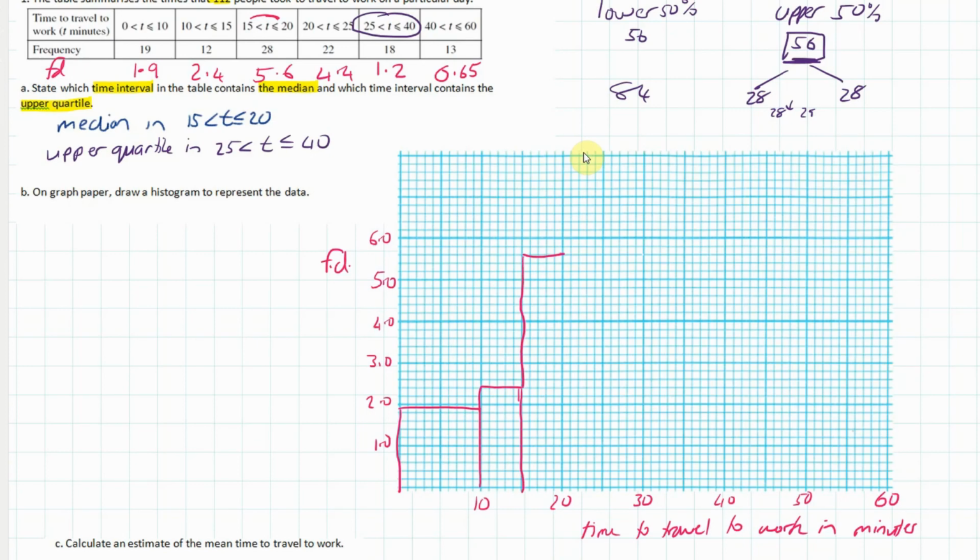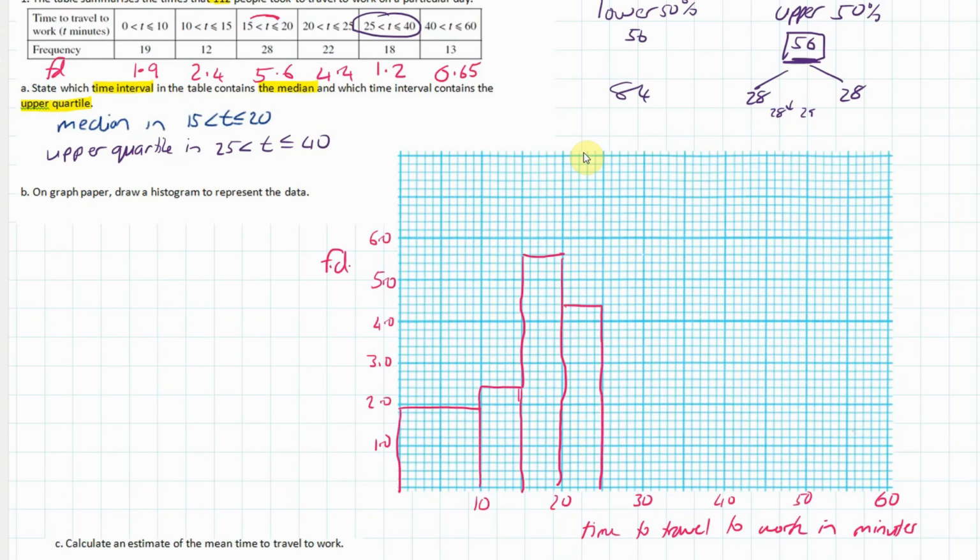And whoops. And straight down. Drawing on this tablet's not so easy. Okay, and the next one is 4.4, and that's between 20 and 25. So 4.4 is approximately there. And again, just straight down here.